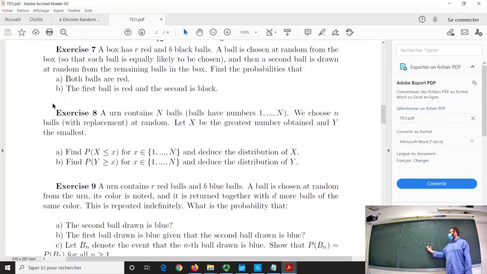You have to compute this probability here, knowing the fact that it belongs to 1 to n, and here x belongs to 1 to n. So what is the probability that xi is greater than x? The possible cases are xi is equal to x, xi is equal to x plus 1, until xi is equal to capital N. How many cases here?